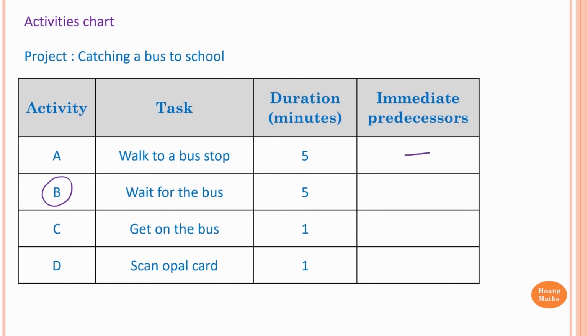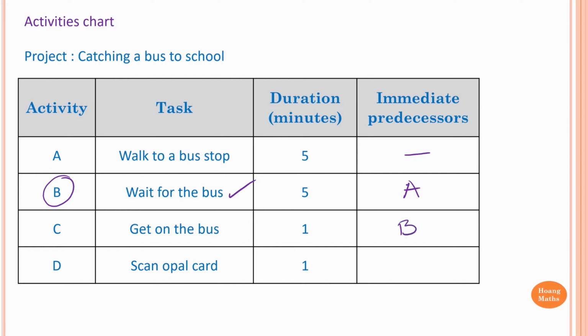To do activity B, we need to walk to the bus stop first. So A is the prerequisite of B. Therefore, A is an immediate predecessor of B. So we just write A here. Activity C: to get on the bus, of course, we need to wait for the bus first. In other words, we need to complete activity B before we can do activity C. So therefore, B is an immediate predecessor of C.